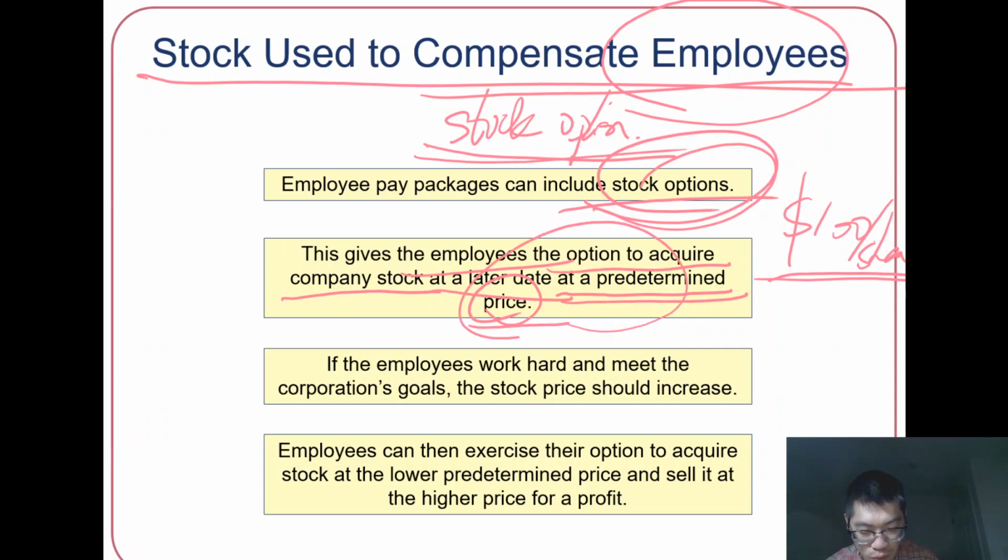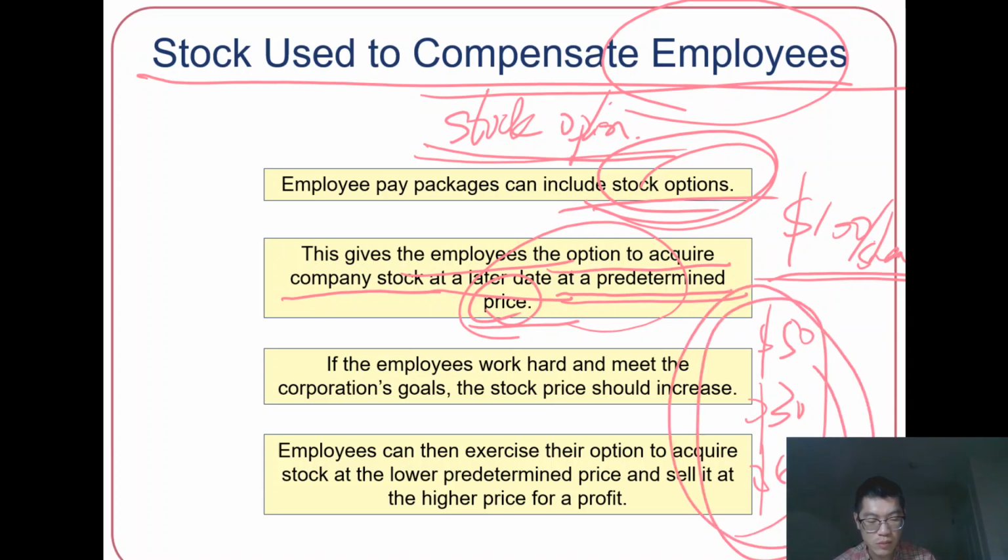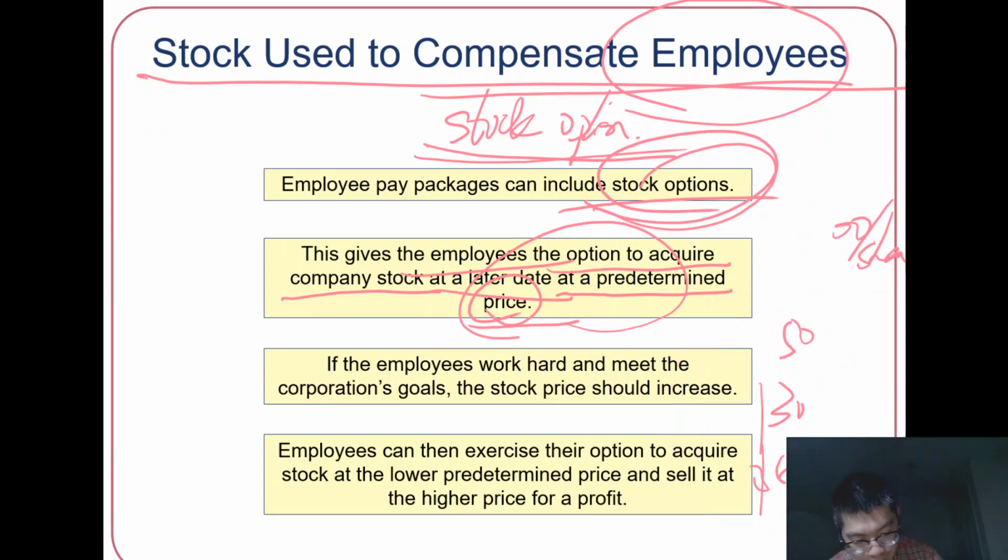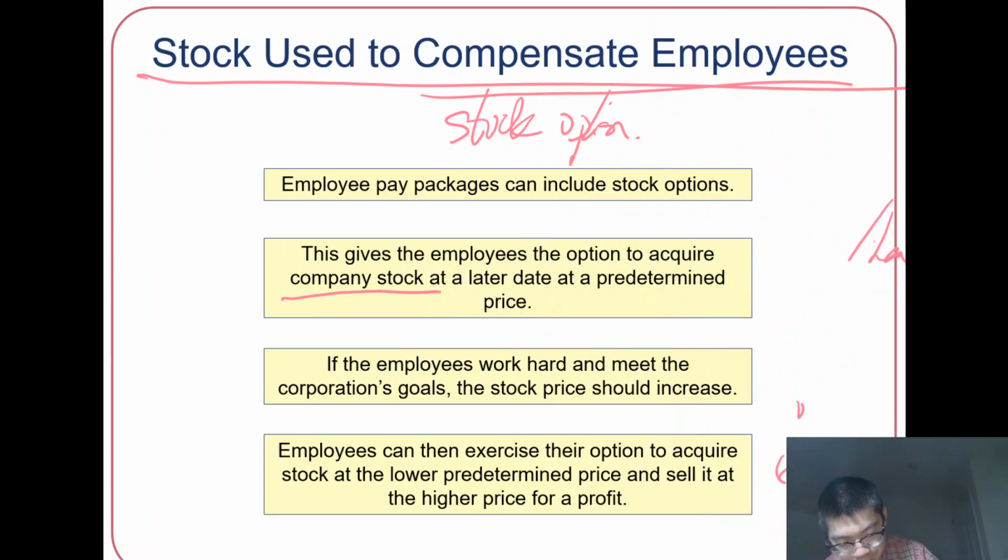And this predetermined price, not always, but most of the time, is way below the fair market value, or the market price. For example, it could be $50 per share or $30 per share or $80 per share. But most of the time the predetermined price will be lower than the market price. If something bad happens and the company's performance is on the downside, then the market price could be lower than that. It happens.